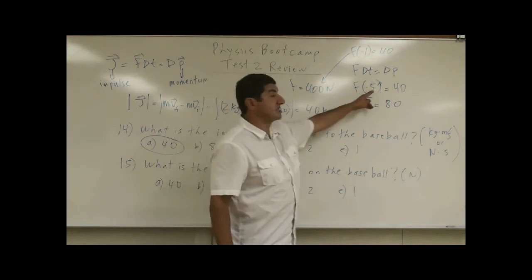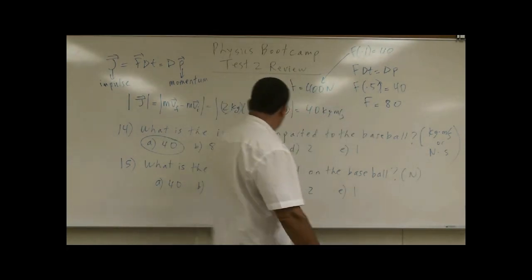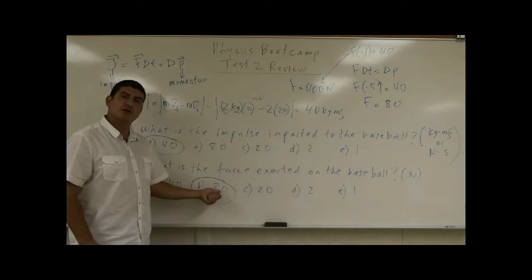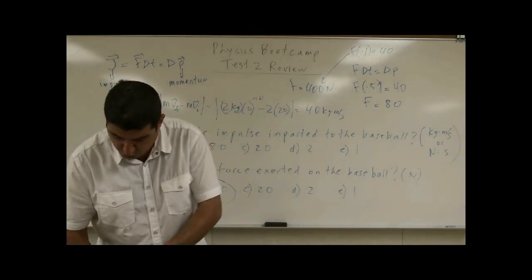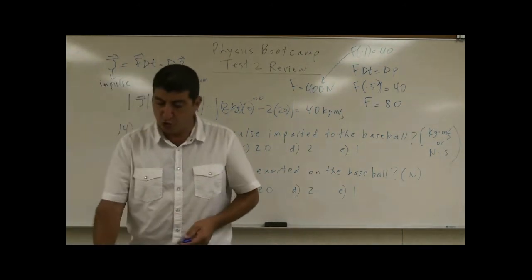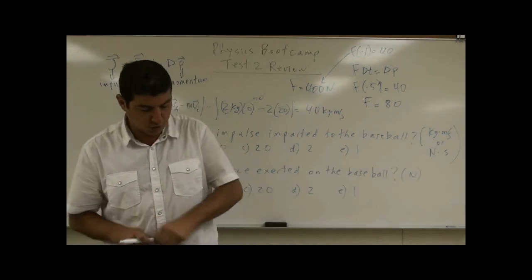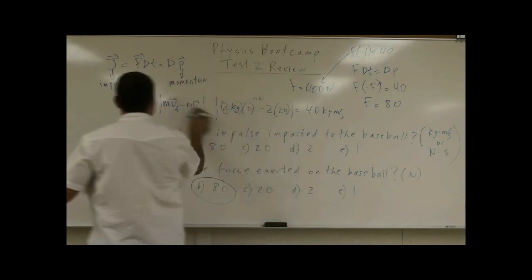So the mitt extends the time of contact and decreases the force. So the force is 80 newtons, and the answer therefore is what? B, 80 newtons. Now the next question, which is related to this, number 16 says, who experiences the greatest impulse? So let's write this down quickly. Who experiences the greatest impulse?